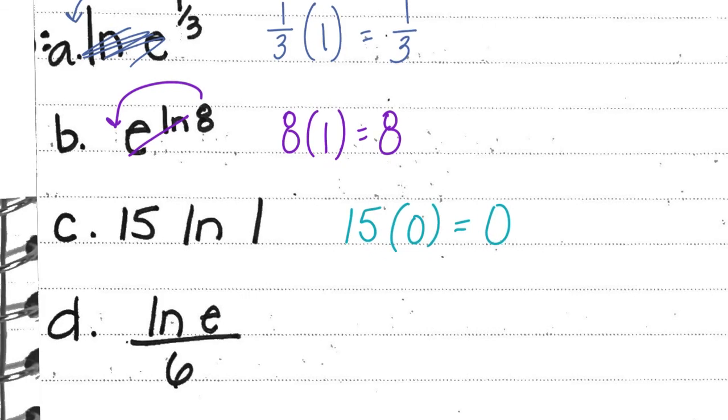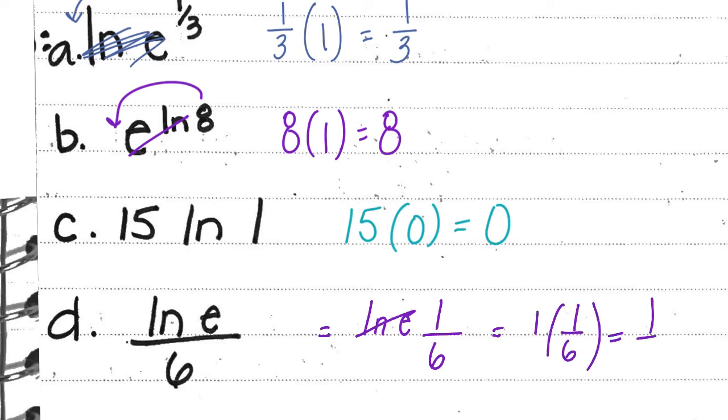All right, the last one is saying ln of e over 6. Well, remember, anytime I have ln of e together, that is equal to 1. So this is just saying ln of e times 1 over 6. Well, that's 1. 1 times 1/6 is equal to 1/6.